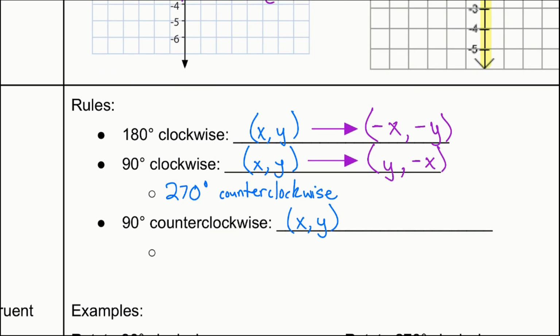Similarly, if we are going 90 degrees counterclockwise, what's going to end up happening is, again, X and Y will switch places, but we'll use the opposite of Y and just keep X as it was initially. It's just in the Y coordinate's location. And this is also known as a 270 degree clockwise rotation.